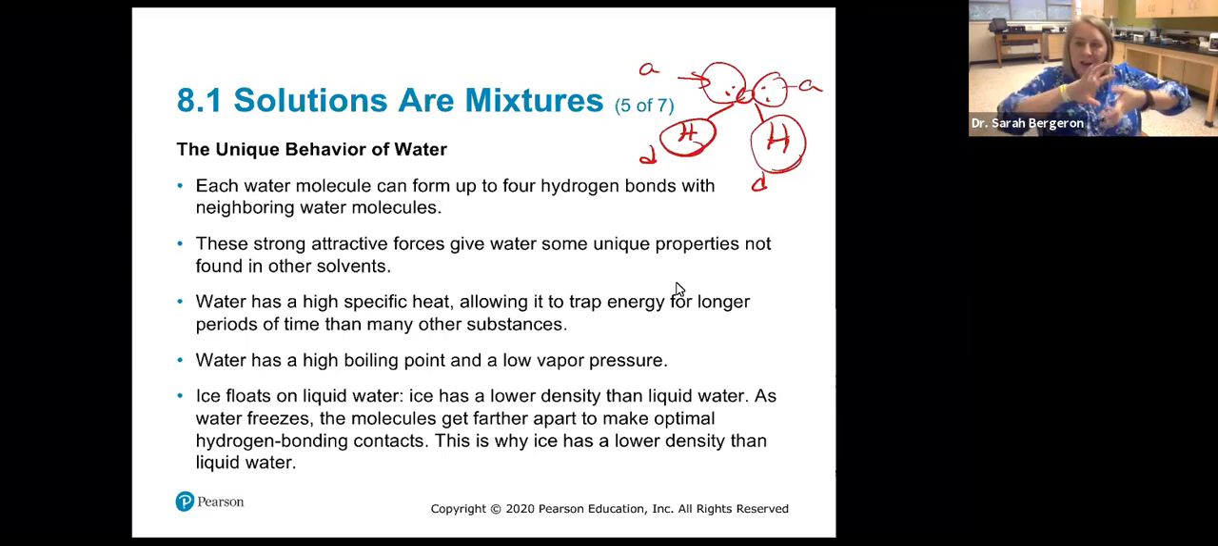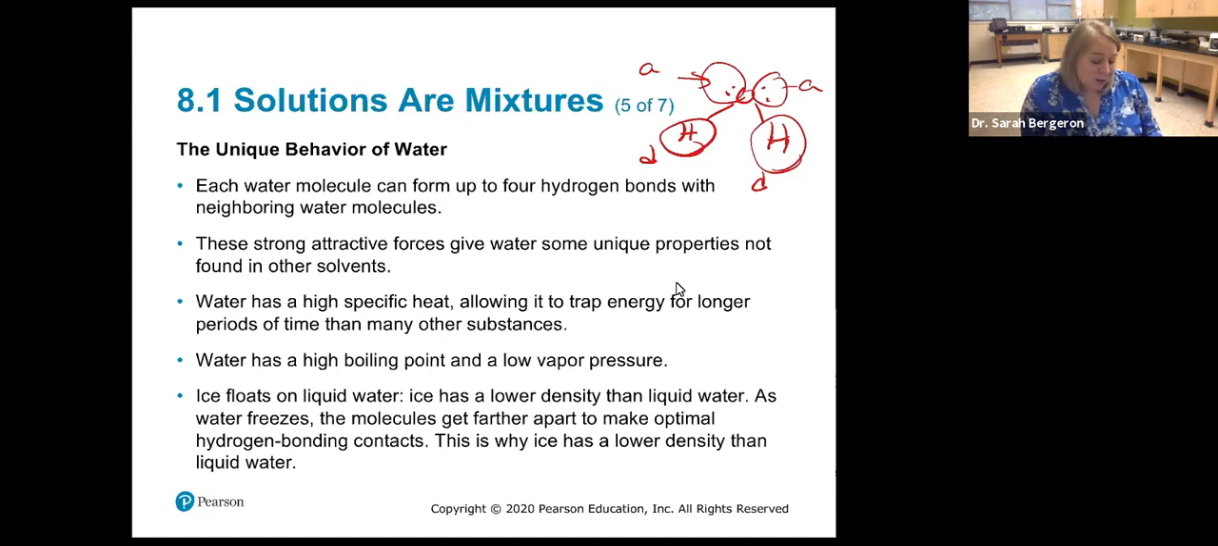When they're in liquid water, they can get close together and change their hydrogen bonding partners. But once they get stuck in that solid, frozen state, they're stuck. They can't go anywhere. And so they have to make those optimal hydrogen bonds and stay there, and so they end up a little farther apart. Because they're farther apart, ice has a lower density than liquid water. So if ice is less dense, the molecules are more spaced out than in liquid water, where the water molecules are closer together but moving, then ice will float on water.